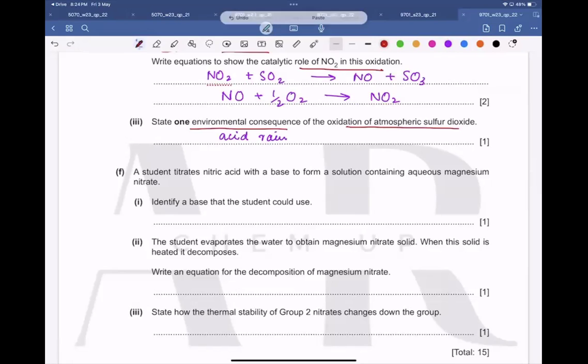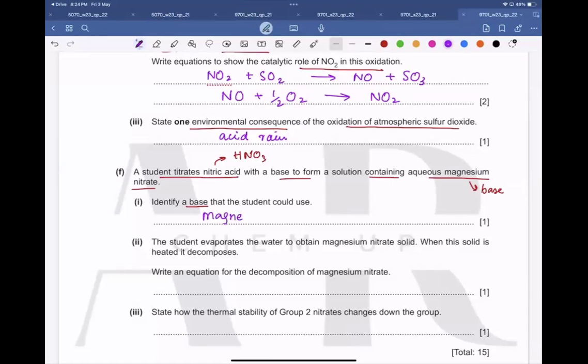Now, a student titrates nitric acid with a base to form a solution containing aqueous magnesium nitrate. So see, nitrate comes from nitric acid. Identify a base. So magnesium comes from the base. The bases are usually metal hydroxides, or usually metal oxides. But for group 1 and group 2, these are usually hydroxides. So it's magnesium hydroxide. Is this clear?